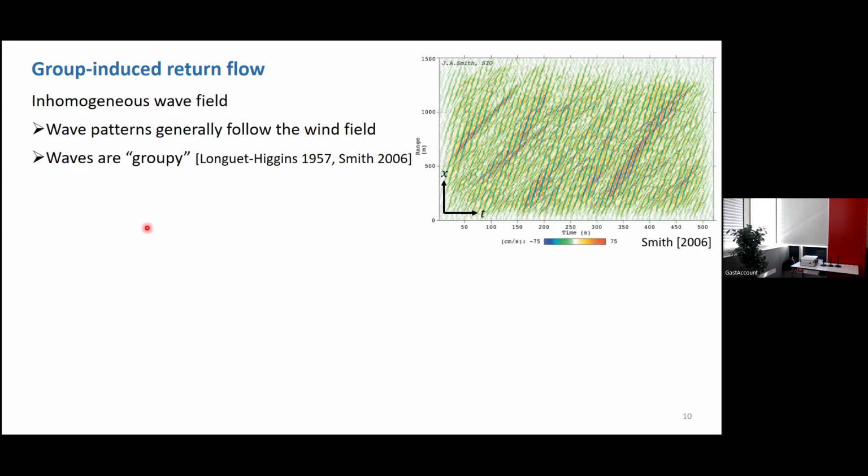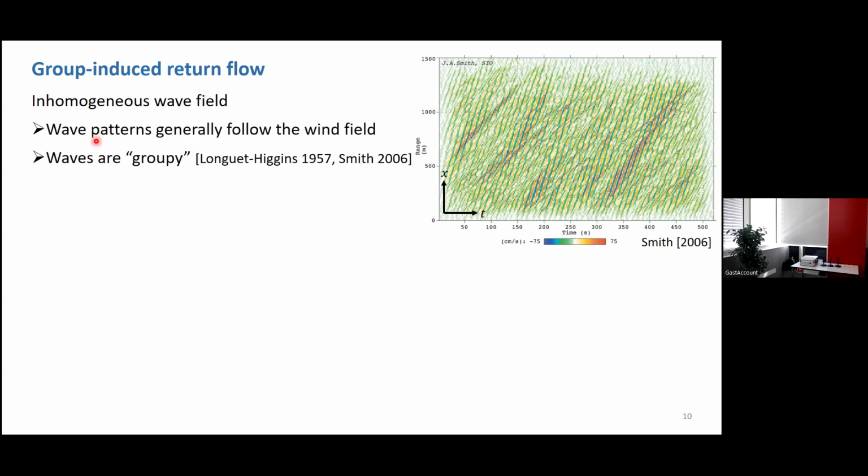To begin with, waves are not homogeneous, so they have a spatial group-like structure. It's kind of obvious that the wave pattern, wave height or Stokes transport generally follows the synoptic pattern of meteorological phenomena like cyclones and so on. So they are not uniform. There is, for example, convergence or divergence of the Stokes transport.